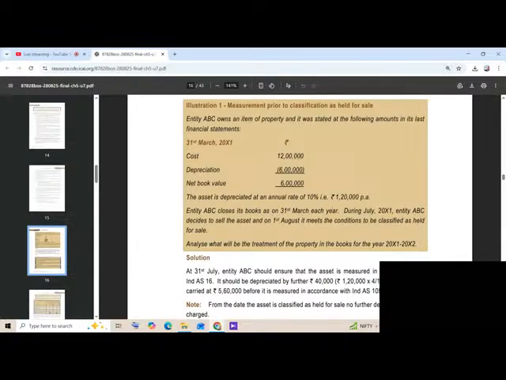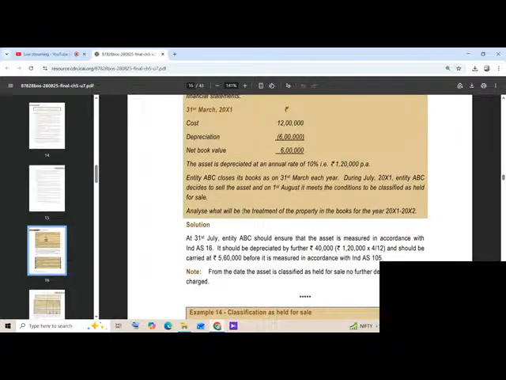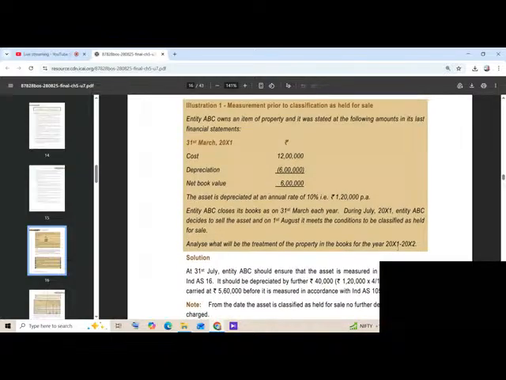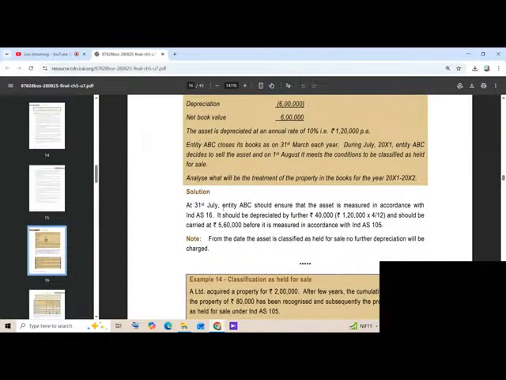During July 20X1, entity ABC decides to sell the asset, and on 1st August, it meets the condition to be classified as held for sale. Analyze what will be the treatment of the property in the books of ABC for the year 20X1 to 20X2. At 31st July, entity ABC should ensure that the asset is measured in accordance with Ind AS 16. It should be depreciated by a further 40,000, 1,20,000 into 4 by 12, and should be carried at 5,60,000 before it is measured in accordance with Ind AS 105.